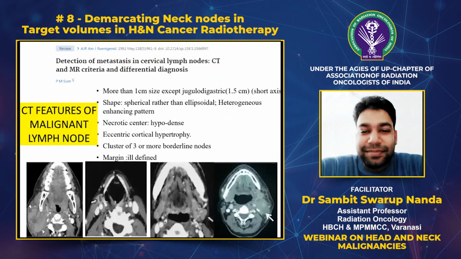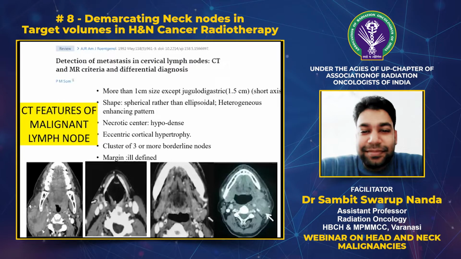When we come to CT or MRI, the earliest evidence in favor of criteria for determining a malignant lymph node came from Som et al., who proposed the Som's criteria. That is, all the lymph nodes in the cervical region which are more than 1 centimeter in size, except in the jugulodigastric group of lymph nodes, where a short axis diameter of 1.5 centimeters is considered the cutoff, beyond which the lymph nodes were taken to be malignant in nature.